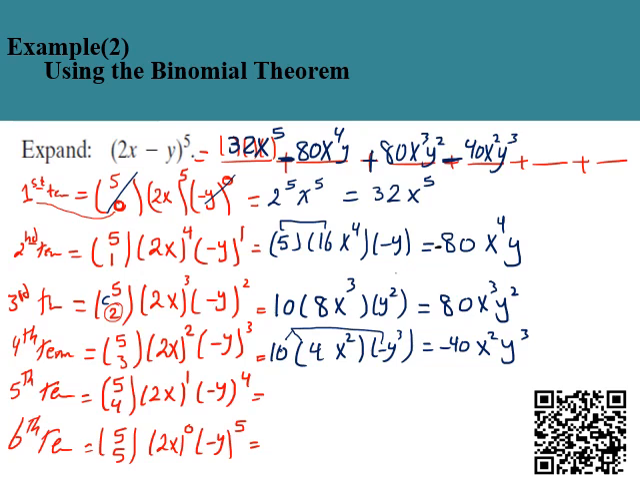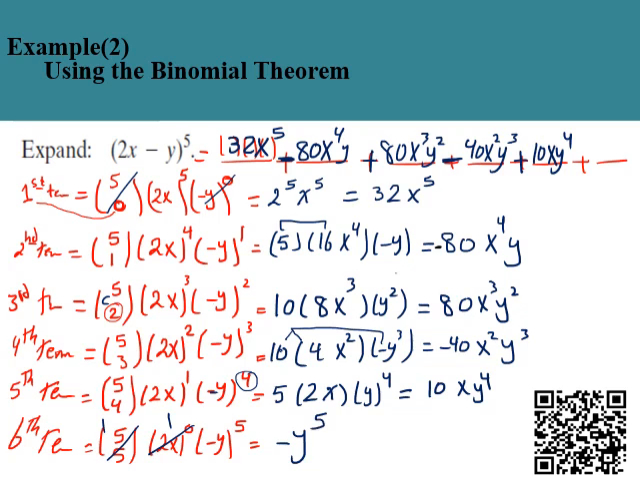Fifth term is 5 above 4, which is equal to 5, multiply 2x, and negative to an even power is positive y to the power of 4, so it's 10x y to the power of 4. So here is plus 10x y to the power of 4. Finally, 5 above 5 is 1, anything to the power of 0 is 1, so it's negative y to the power of 5. So the last term here is negative y to the power of 5.